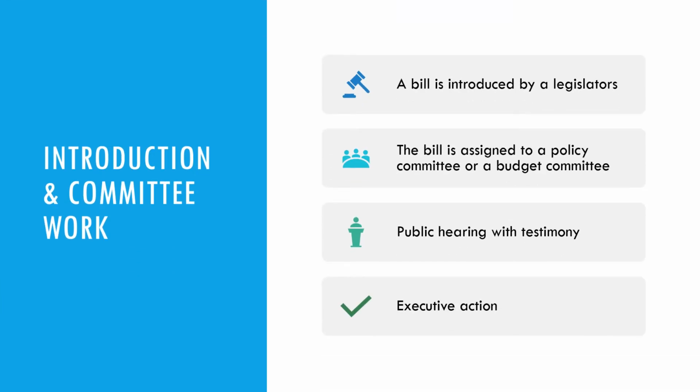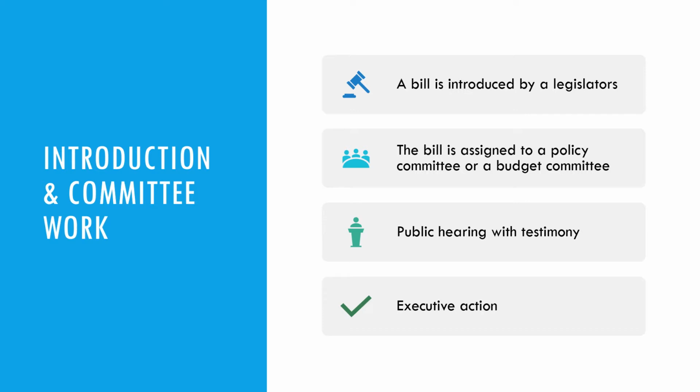Step 1 is a bill is introduced by a legislator. Only legislators can submit a bill for introduction. Representatives introduce House bills, and senators introduce Senate bills. A companion bill starts out as the same exact bill in both chambers, but depending on what happens, it could be different in the end. Bills may be introduced at the request of an executive branch leader, like the governor, or a state agency, board, or commission, but the sponsor is always a legislator.